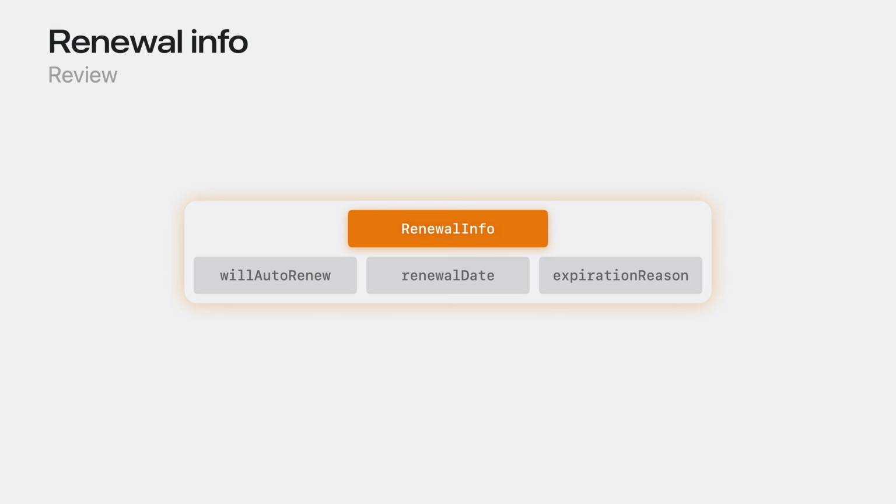An example of how you could use the subscription expiration reason is if you recently increased the price of your service, and the expiration reason is, did not consent to price increase. This would be a good time to merchandise a win-back offer and encourage the customer to resubscribe to your service.